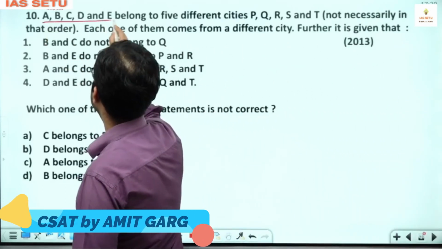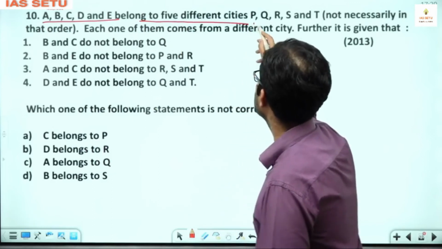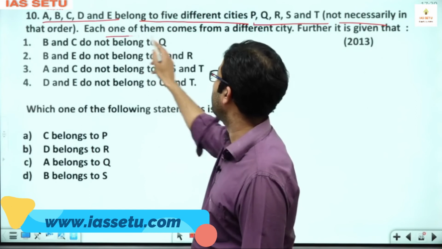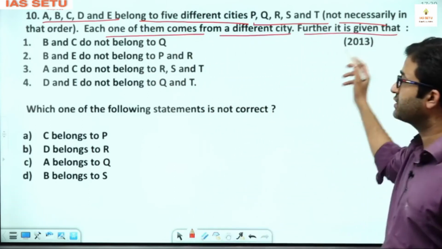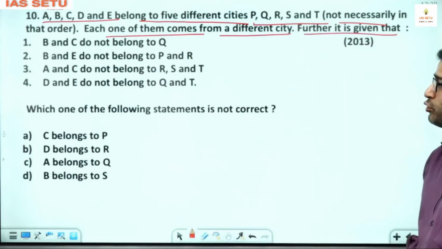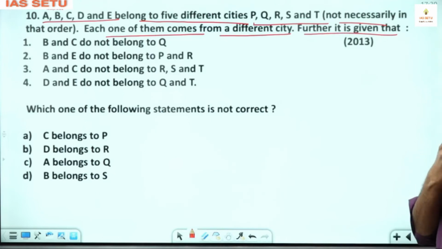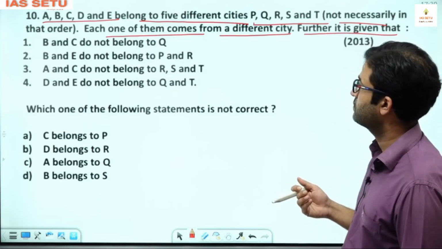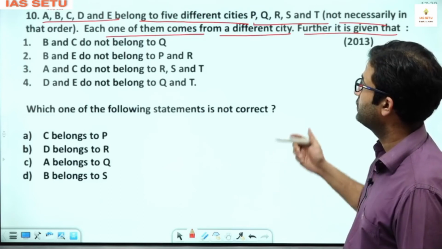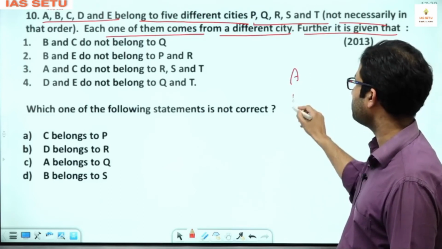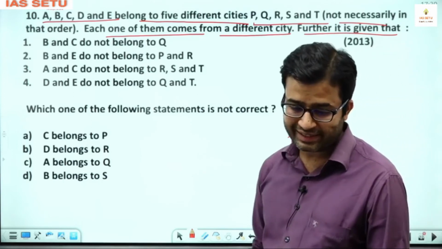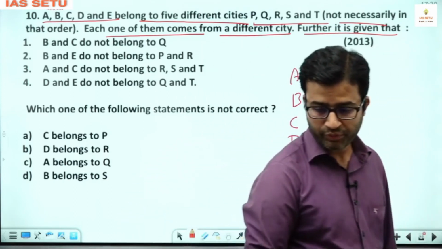Question number 10. A, B, C, D, E belong to 5 different cities, P, Q, R, S, T, not necessarily in that order. Each one of them comes from a different city. Further it is given that B and C do not belong to Q. B and D do not belong to P and R. So there are 5 persons, A, B, C, D, E. Although it is a reasoning question, try this question, okay?